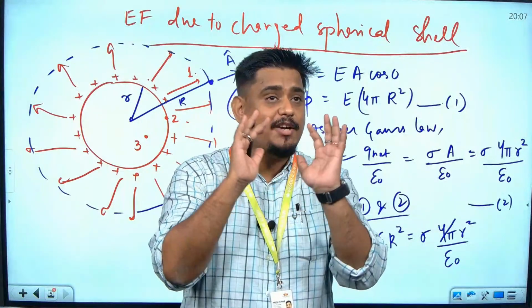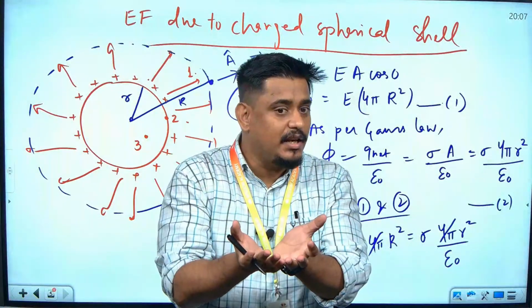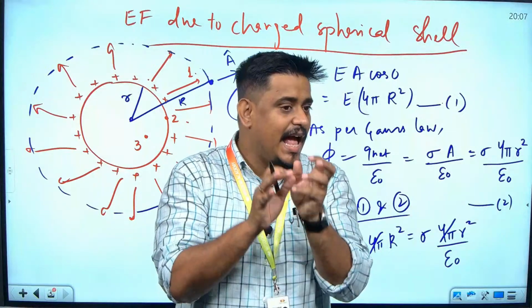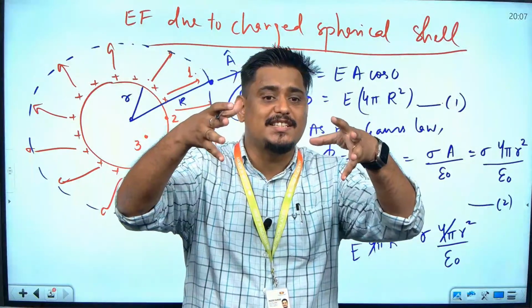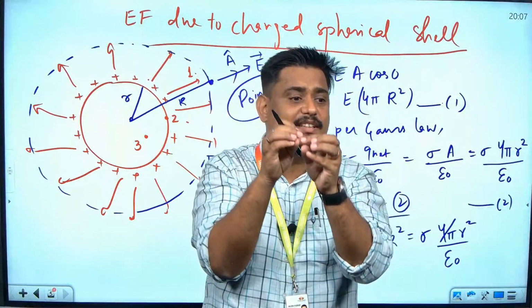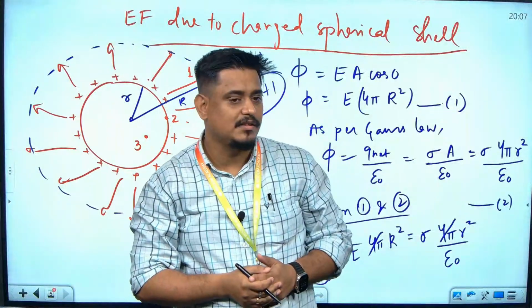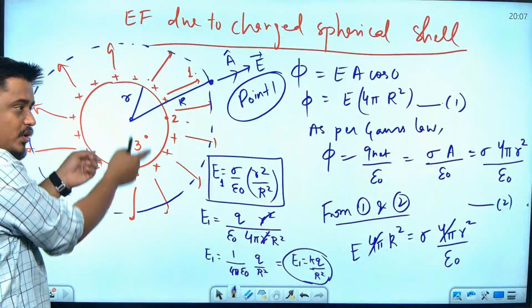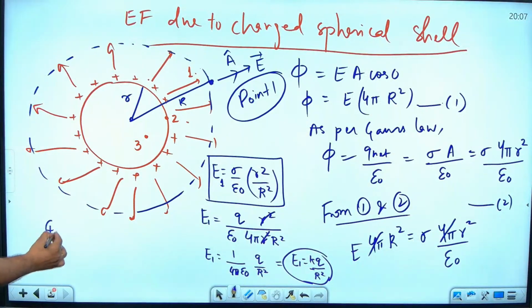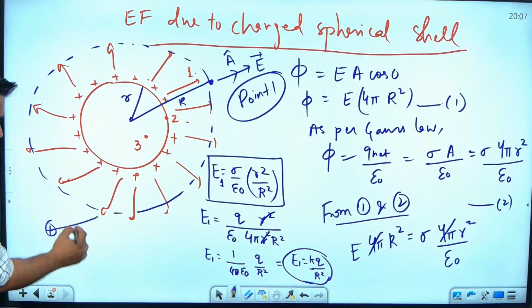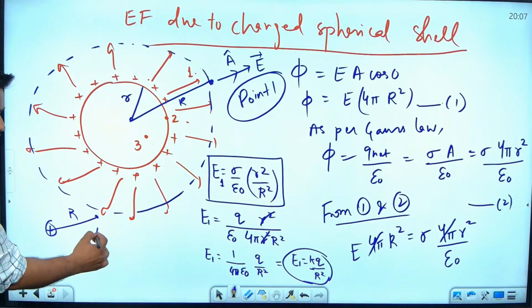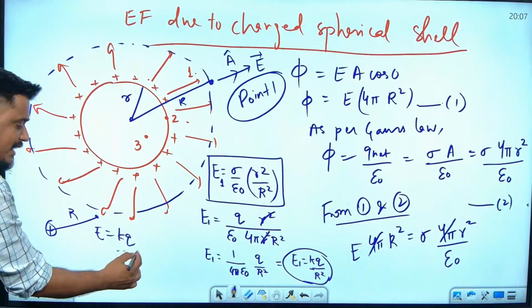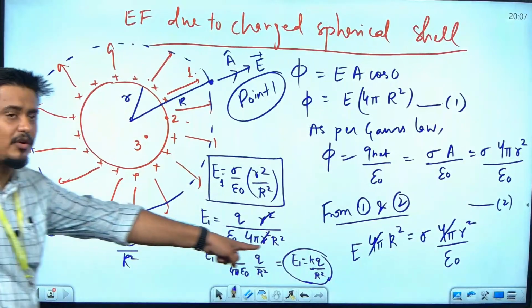Charge spread over the spherical shell behaves as if the whole charge is concentrated at the center of the sphere. Because the same charge q, if I had kept in the center like this, and gone the same r distance away, what is the electric field value here? Kq by r square. Same thing I got or not?